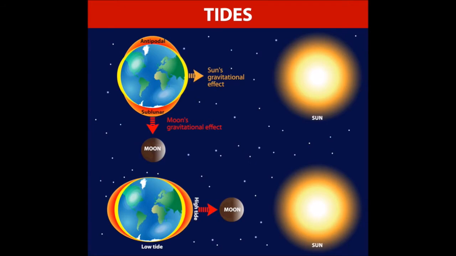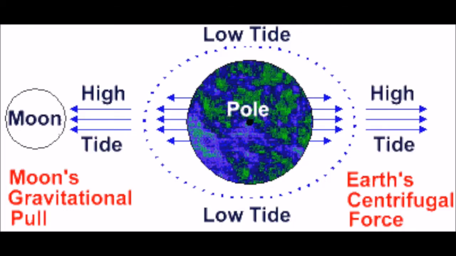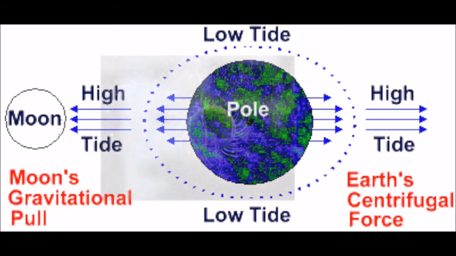So I click on another diagram and I read that the moon again pulls the water. The moon's gravitational force pulls on the water to create that high tide. But now they're saying Earth's centrifugal force is creating that other tide. Do you know what that even means? It means that the water is spinning off.